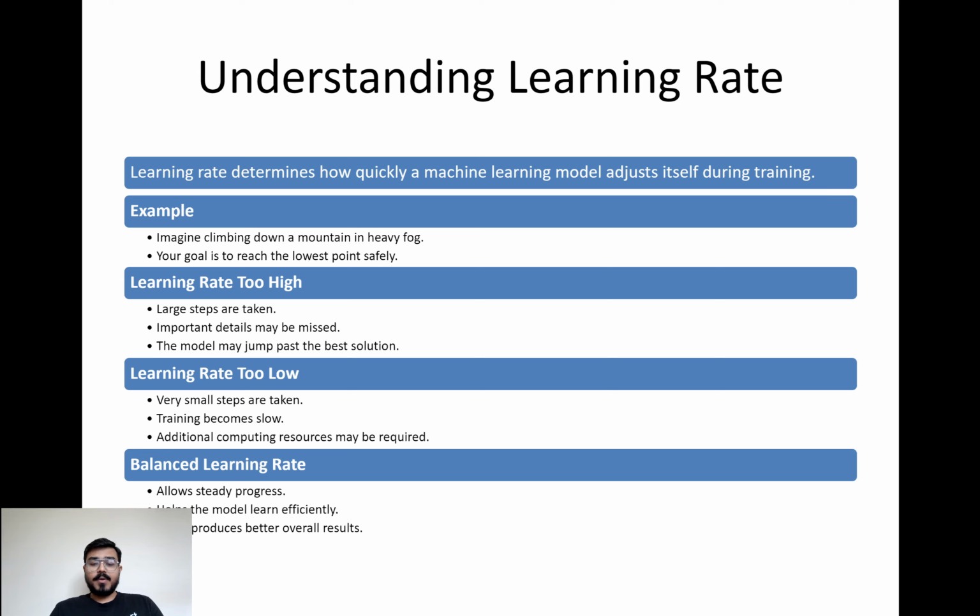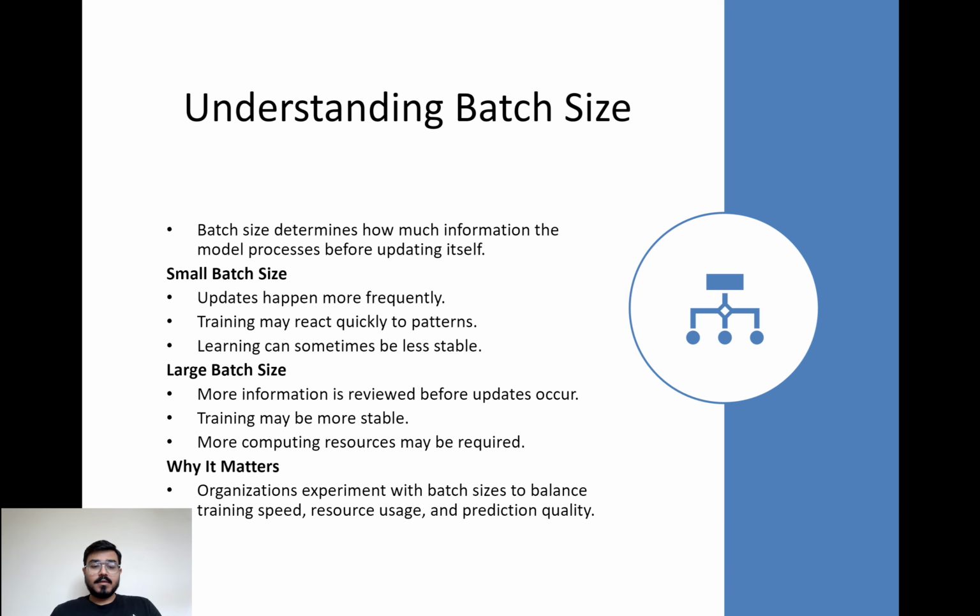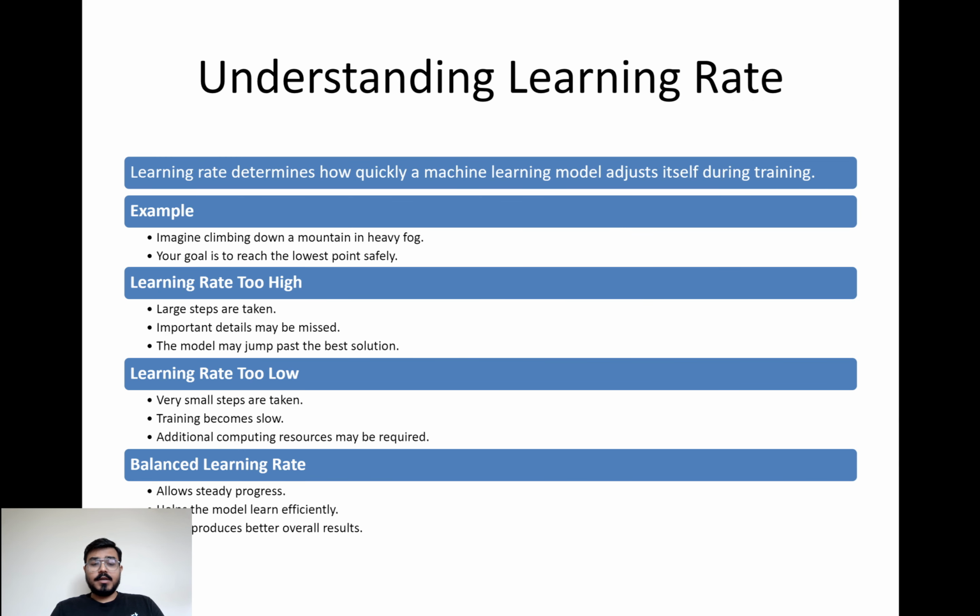Now let's see what happens when the learning rate is too high. If you take very large steps while walking down the mountain, you may move quickly, but you could easily miss important details. You might walk past the safest path or even move away from the best location. A machine learning model can experience the same problem. So a learning rate that is too high may cause the model to make large adjustments and skip over better solutions.